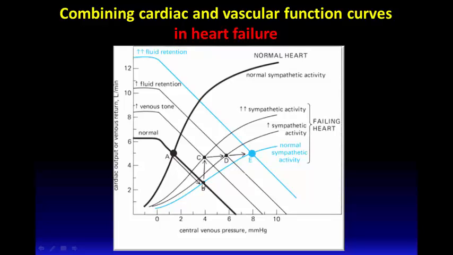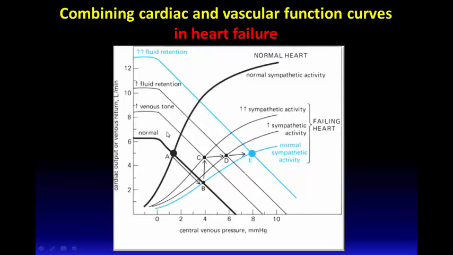Now, when the heart and the body have enough time to compensate, the sympathetic nervous system activity increases, and when the sympathetic nervous system activity increases, this shifts the cardiac function curve up. So this is the cardiac function curve of the failing heart with increased sympathetic activity, and this is the cardiac function curve of the failing heart with even more sympathetic activity.